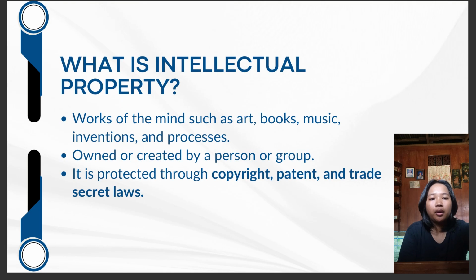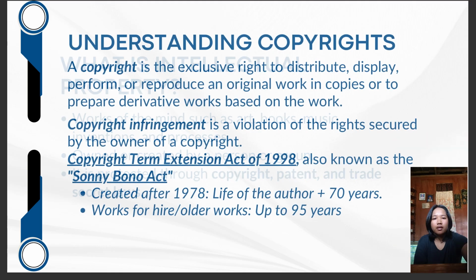What is intellectual property? Intellectual property refers to creations of the mind. This includes artworks, books, music, inventions, computer programs, and business processes. If a person or group creates something original, they have ownership rights over it. Intellectual property is legally protected through copyright, patents, trade secrets, and trademarks. This protection encourages innovation because creators know their work cannot easily be stolen or copied.